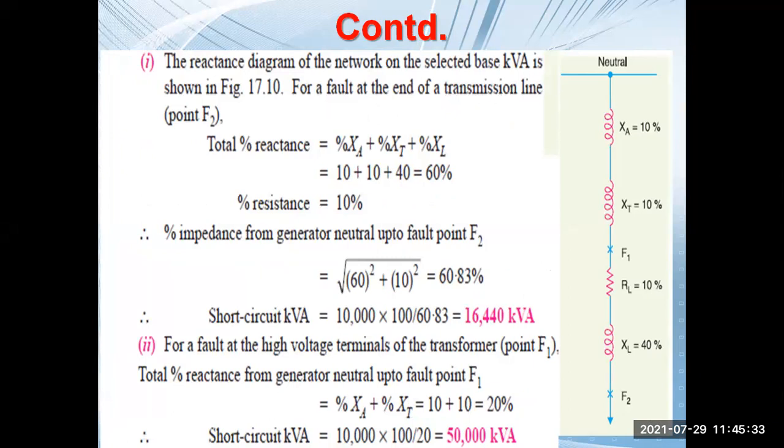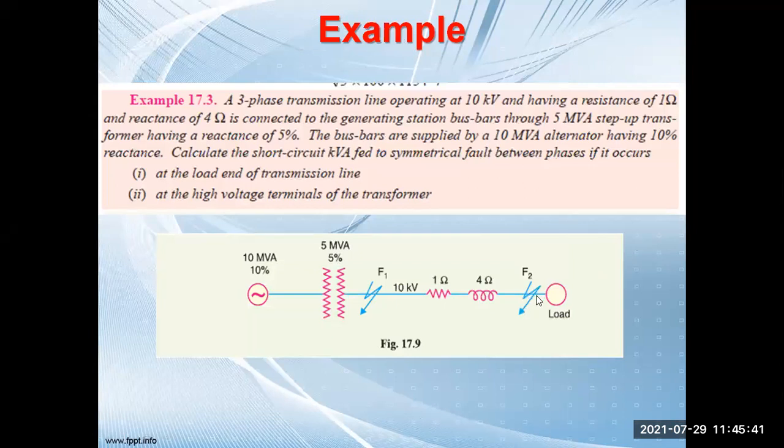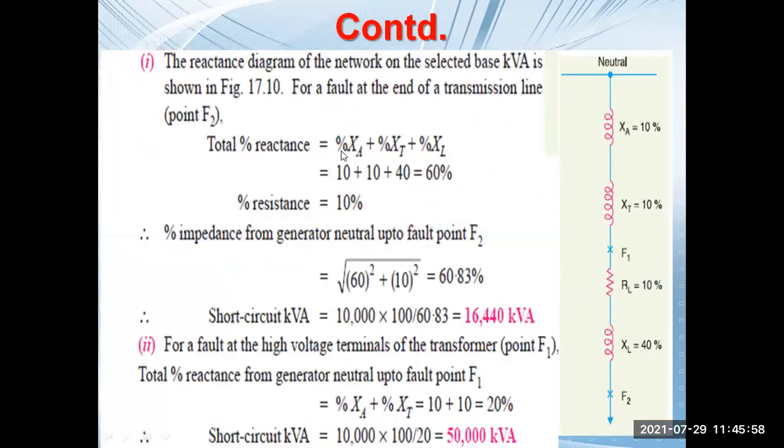So total reactance of the network, let us say the fault has occurred at the end of a transmission line. So first we'll consider this fault has occurred here at the load end of the transformer. When a fault has occurred here, the total percentage reactance we are supposed to calculate, we'll start from here and we'll finish here. So that means the percentage reactance of the alternator plus percentage reactance of the transformer plus percentage reactance of the transmission line. So percentage reactance of the alternator is 10, transformer it is 10, and transmission line it is 40. So this is totally 60%.